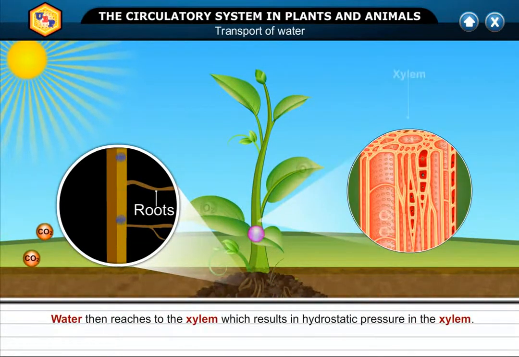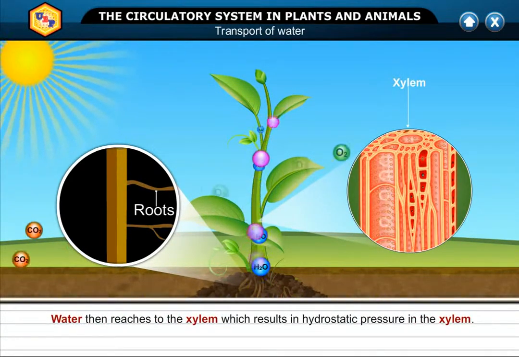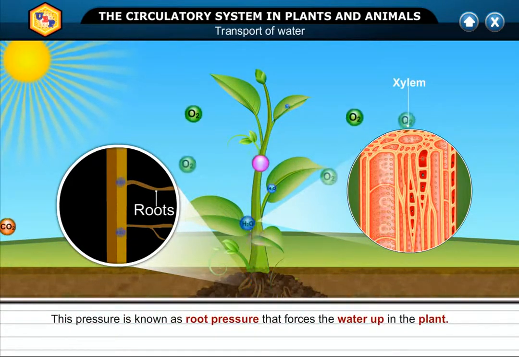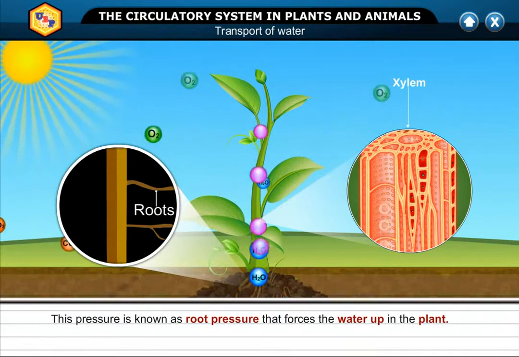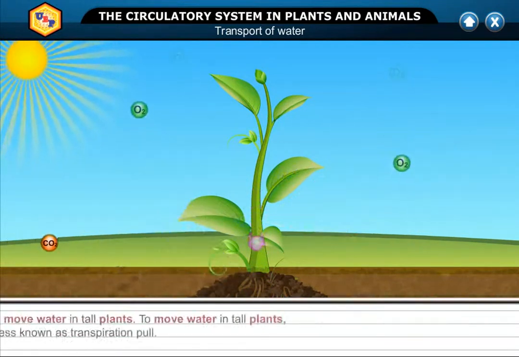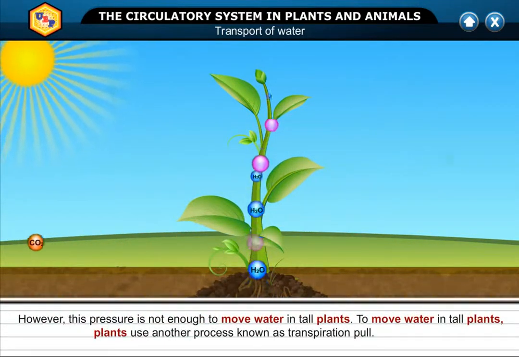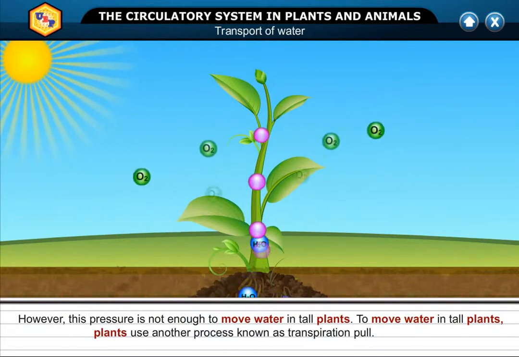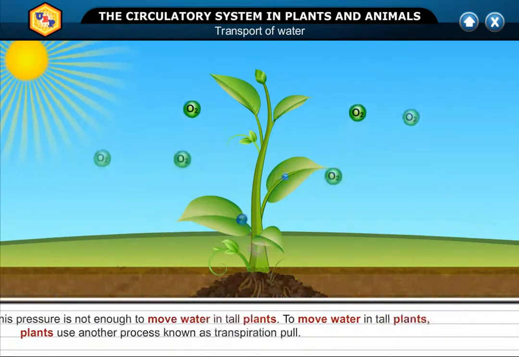Water then reaches the xylem, which results in hydrostatic pressure in the xylem. This pressure is known as root pressure that forces the water up in the plant. However, this pressure is not enough to move water in tall plants. To move water in tall plants, plants use another process known as transpiration pull.